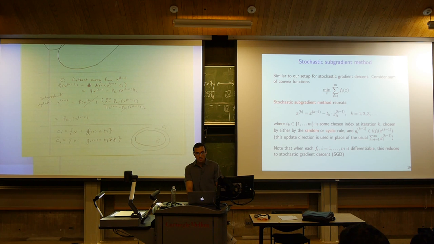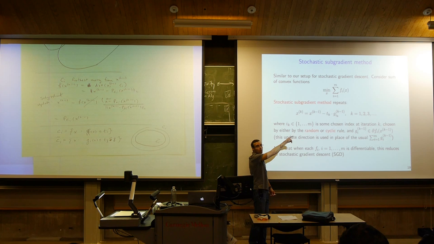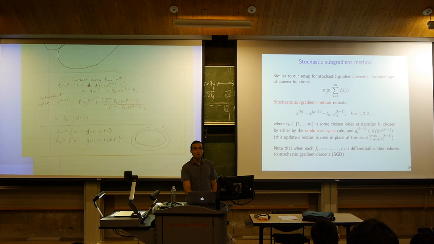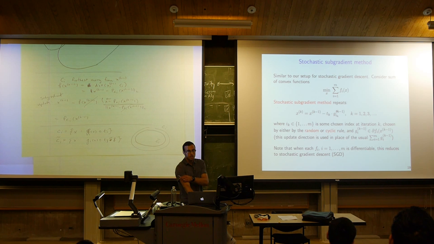Stochastic gradient descent, remember, basically picked out one of these functions, either at random or cyclically in order, one at a time, and evaluated the gradient just of that function and allowed that to dictate our update direction. Move in the direction of the negative gradient of just one of these rather than the sum of the gradients, that sum being a lot more expensive to compute. The stochastic subgradient method is similar. We just replace gradients by subgradients. At each step, we choose some index, either randomly or in a cyclic fashion, moving through this set one at a time and repeating.